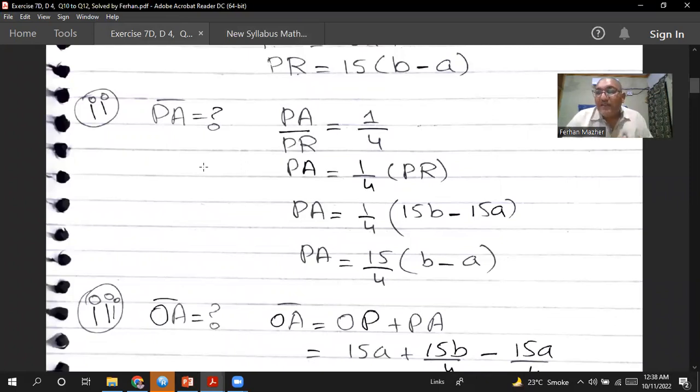So the PA will be equal to 1 by 4 of the PR. So PA will be equal to 1 by 4 of the 15B minus 15A. That's the value of the PR. That value is here. You can see in the first part, we have done that. So it will be 15 by 4 bracket B minus A, bracket close. This is how you find the PA.